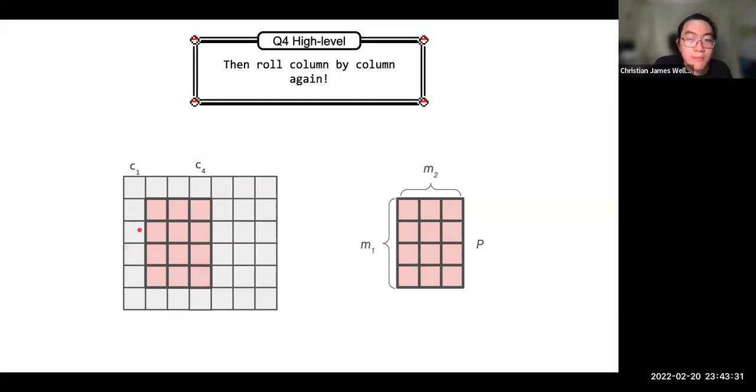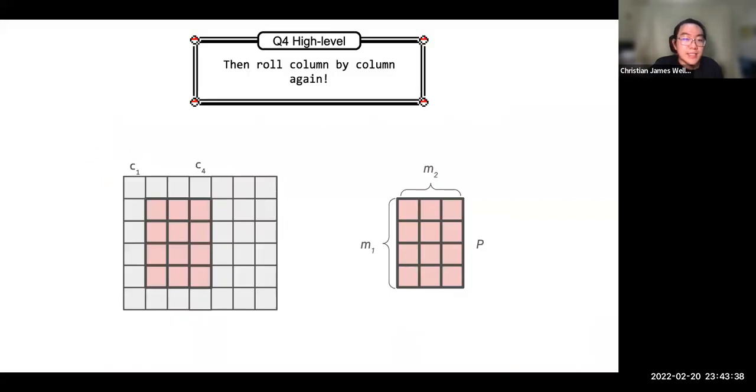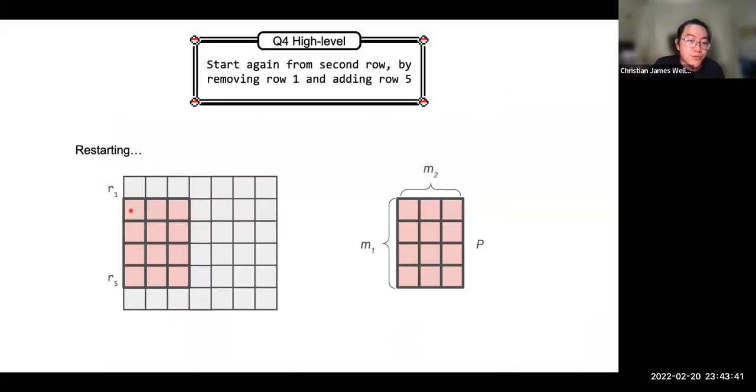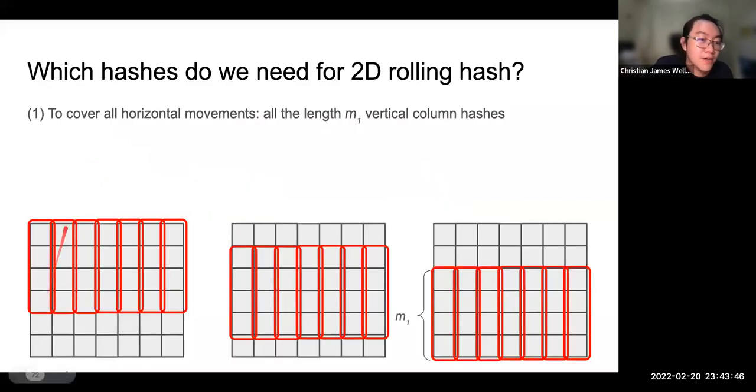Okay, so roll column by column. Let's consider what hashes we need for the 2D rolling hash. Notice how here we have to remove column 1 and add column 4. So you can imagine that you need the hash of every column, of length M1. So all these are needed so that, for example, if you start off like this, you can roll to the next hash by removing this and adding this. That's why you need every column.